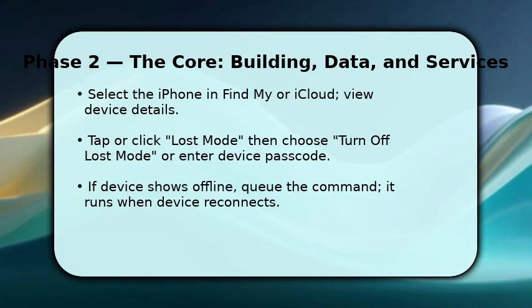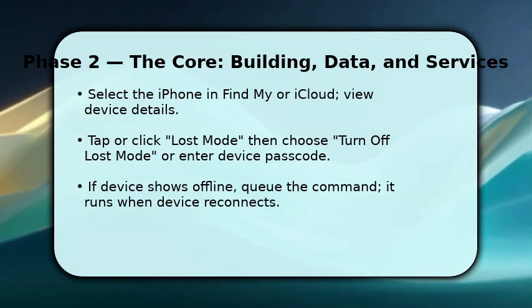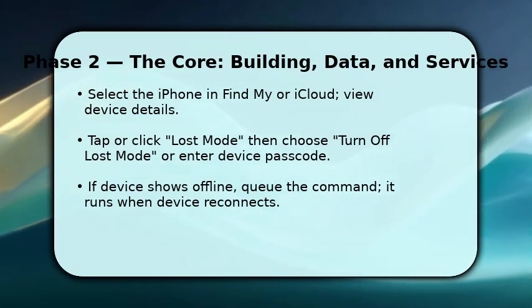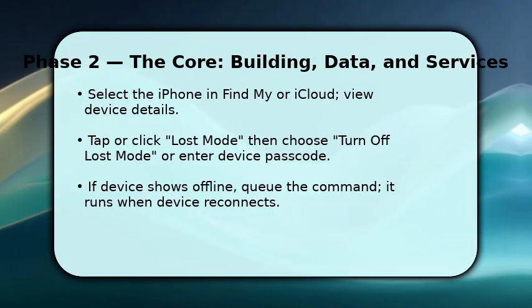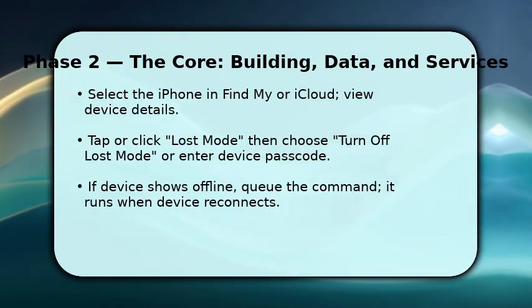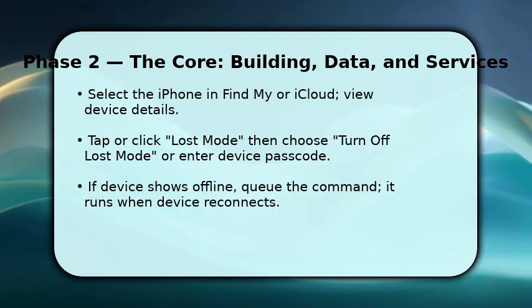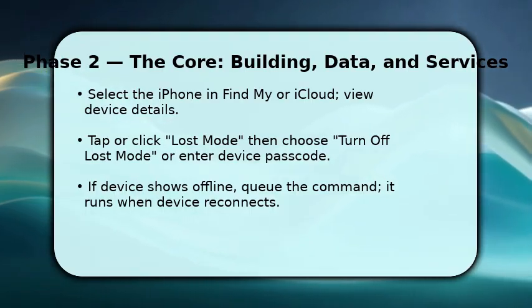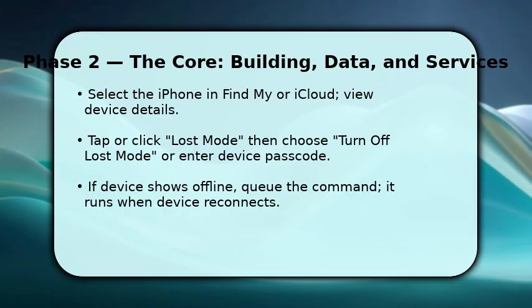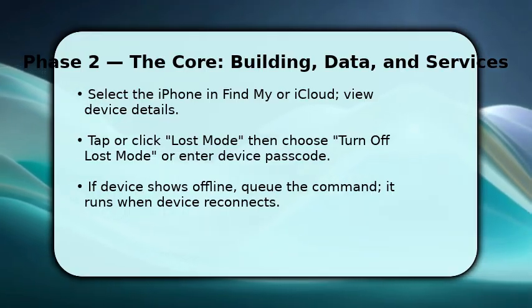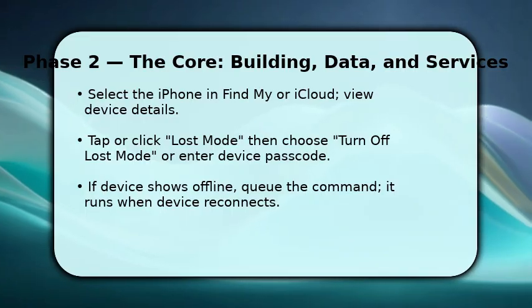You now perform the key actions to remove lost mode. From the device details, choose lost mode and then turn off lost mode. If prompted, enter the phone's passcode to authenticate locally. This instantly clears the lock. If you're using iCloud and the phone is offline, queue the command. It executes as soon as the iPhone reconnects.